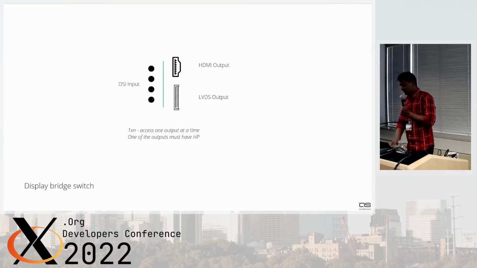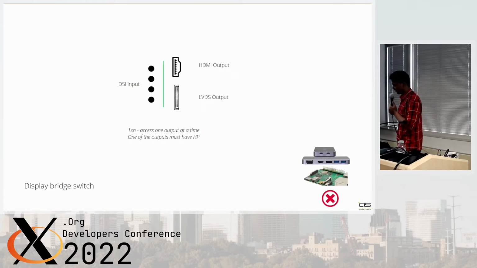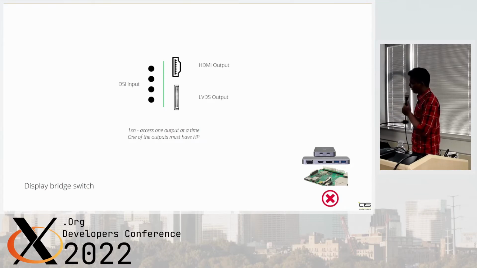To understand this, I have explained examples of these kinds of bridges in a little more detail. But this is not like MST, where we have a single DisplayPort with multiple streams. This is not something like that. It's a 1-to-n consideration, assuming only one of the outputs can be accessed at a time. So you can access either HDMI or LVDS at one time. But the main note here is that one of the outputs of this display should have HPD, hot pluggable support. Only then can you switch at runtime.